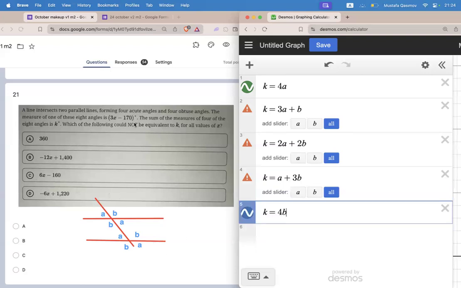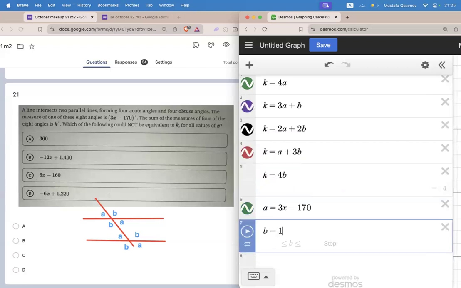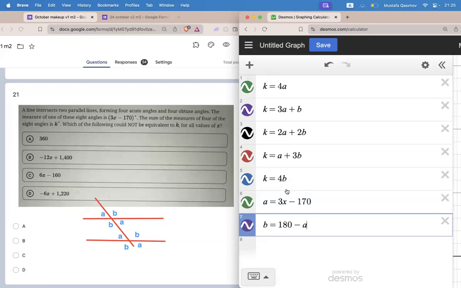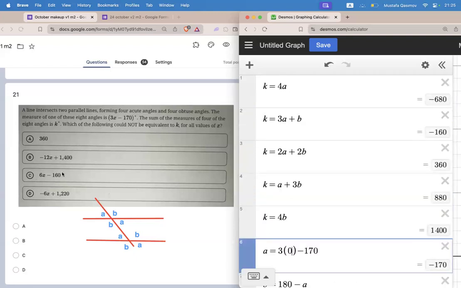After that, it says which of the following could not be the value of K. So we have to calculate all of them. We know that one acute angle A is equal to 3x minus 170. So automatically B is equal to 180 minus A. Then we have to find B in terms of x, then substitute these two expressions here and find all K, but it will take our time. That's why we write 0 instead of x. If we write 0, it will be easier to calculate this part.